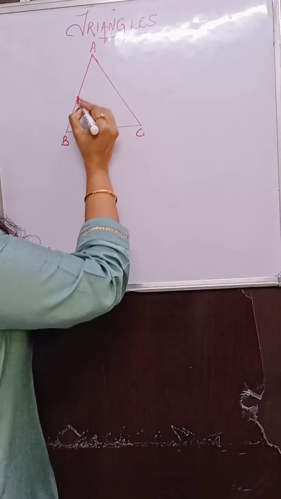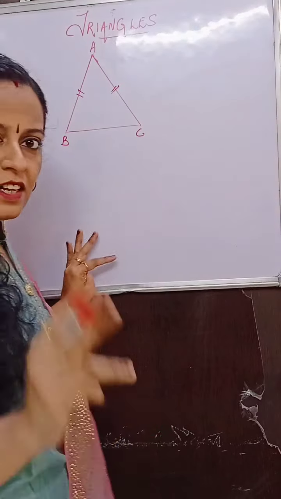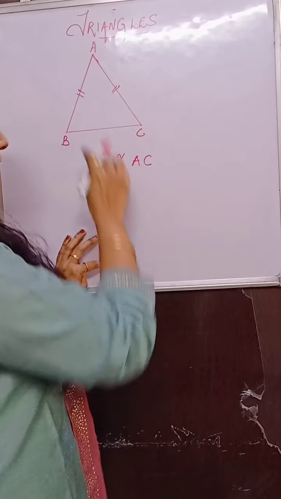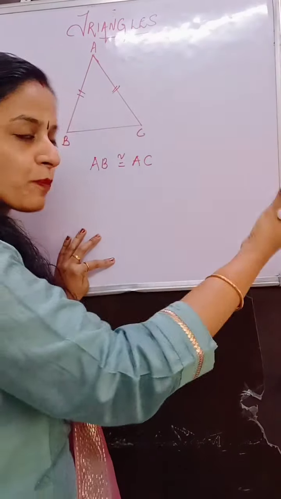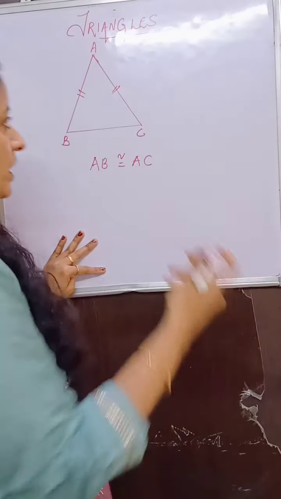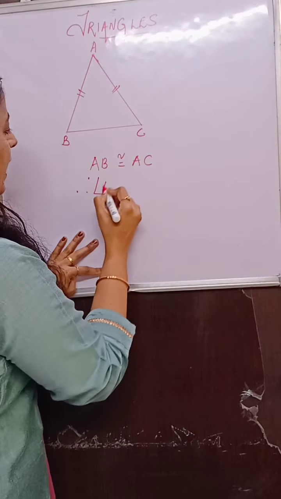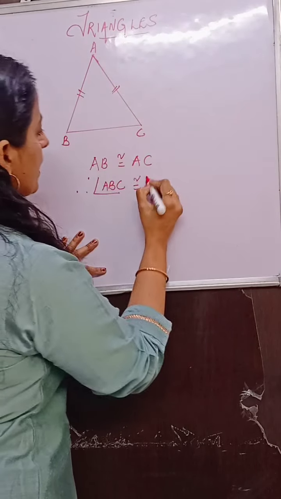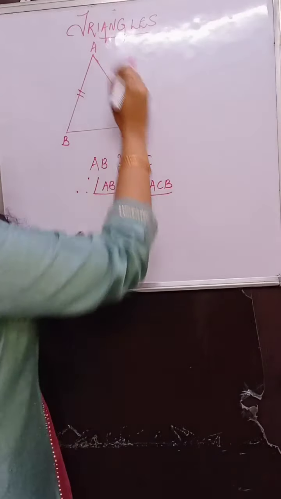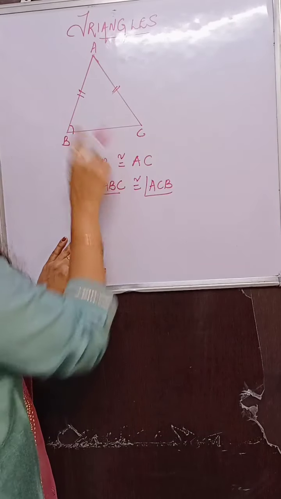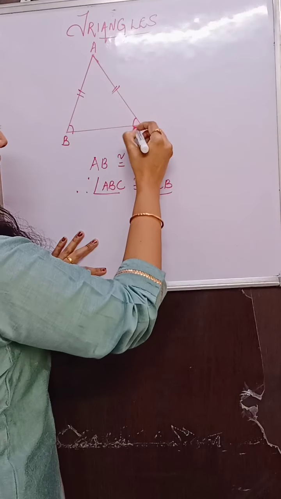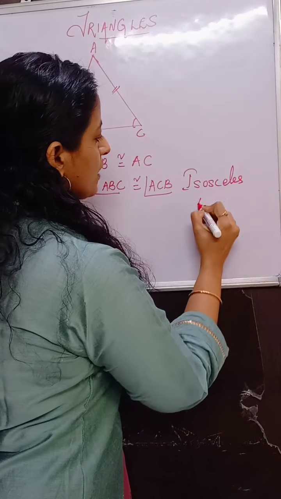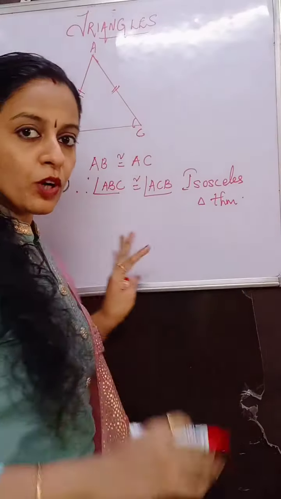Suppose you have a triangle ABC and this is an isosceles triangle. Two sides congruent, so I'll give AB congruent to AC. So the angles opposite to these congruent sides are congruent. Therefore, angle ABC is congruent to angle ACB. AC's opposite angle is ABC, and side AB's opposite angle is ACB. This is the isosceles triangle theorem. Now what will be the converse?